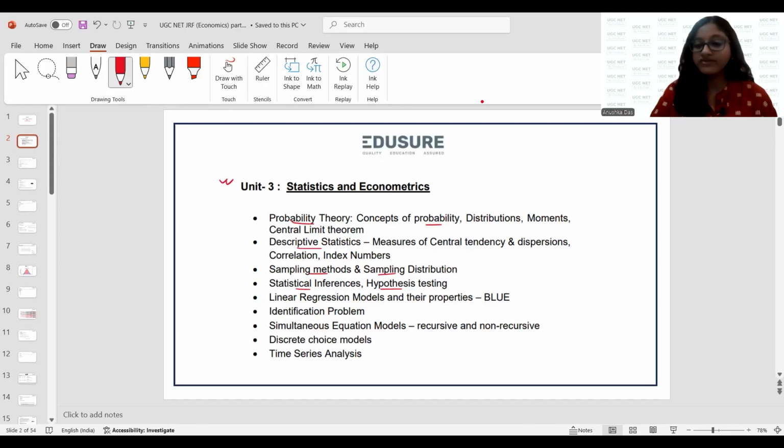Then you have some portion of descriptive statistics as well: mean, median, mode, central tendency measures, dispersion measures, correlation and index numbers. And then they have given you some portions of econometrics, particularly the simple classical linear regression model and their associated things, the identification problem, the simultaneous equation model, and a very small portion of time series and discrete choice models, where portions like co-integration are covered. So that is the overview of the syllabus.